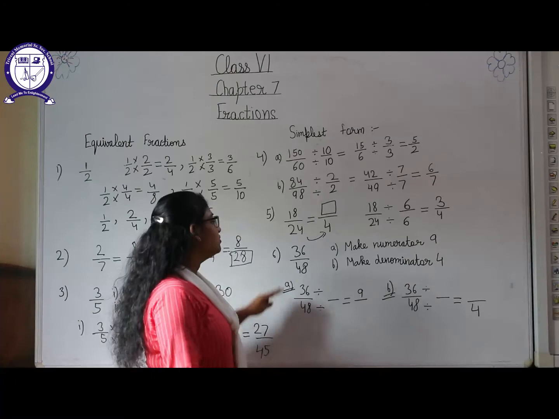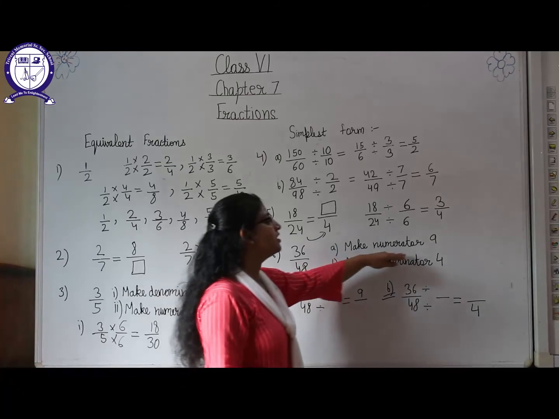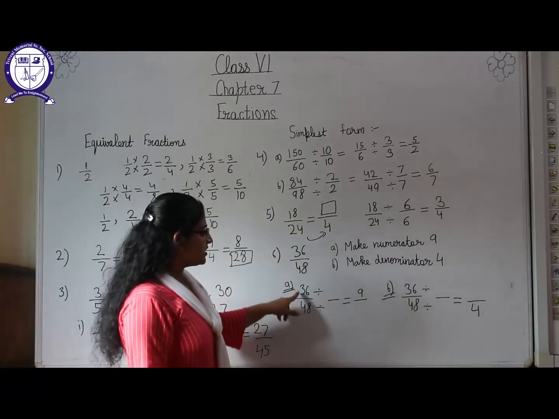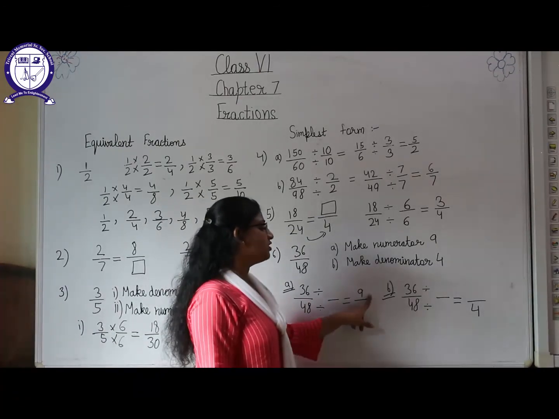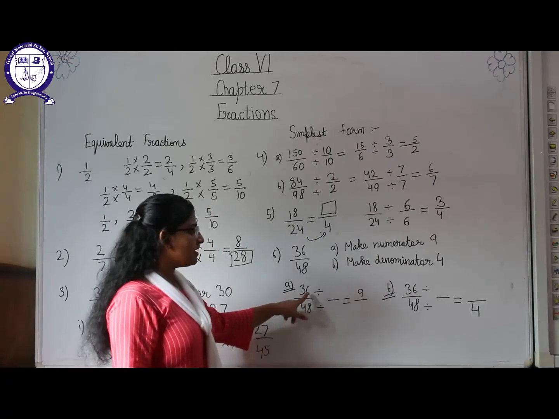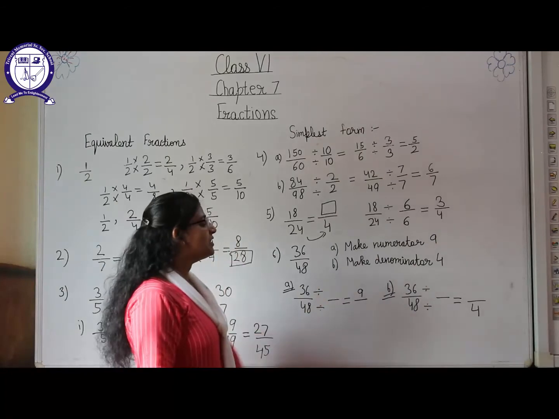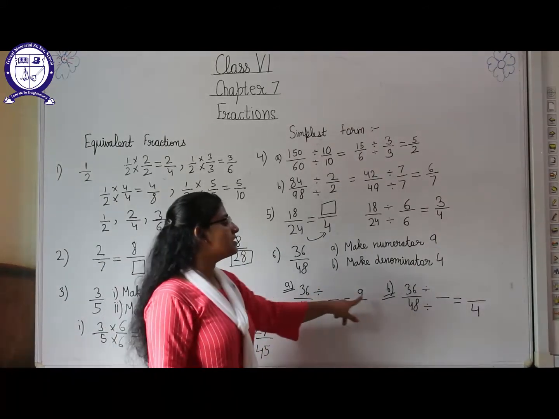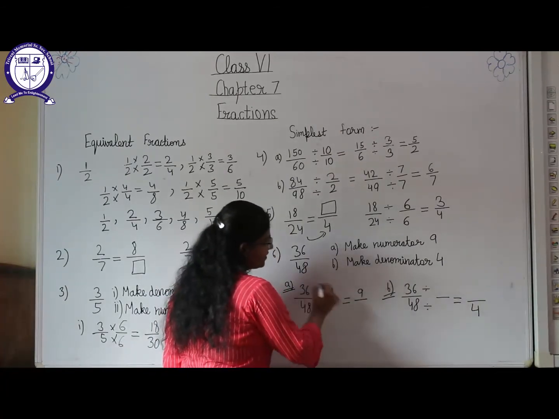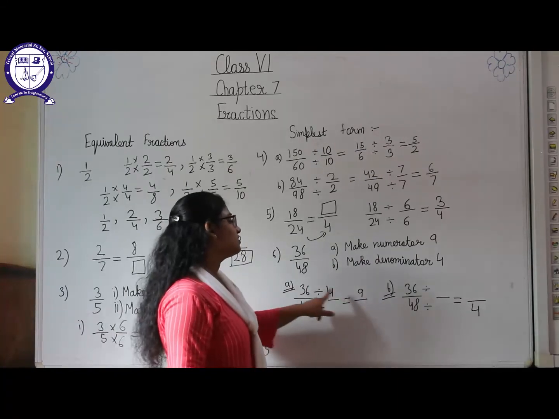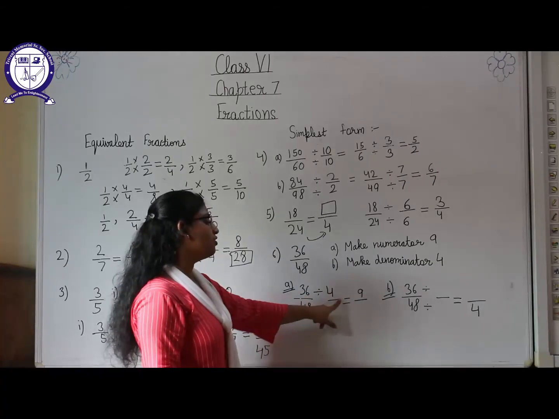Now in this question 36 divided by 48 is given to us and we have to make the numerator 9. When we check, the fraction given to us is 36 by 48 and we have to make the numerator 9. As here it is a larger value and in the answer it is a smaller value, it means we are dividing by some number. What can that number be? 36 divided by some number is giving us 9. It can be 4, because 36 divided by 4 gives us 9, or we can say 9 4s is 36.